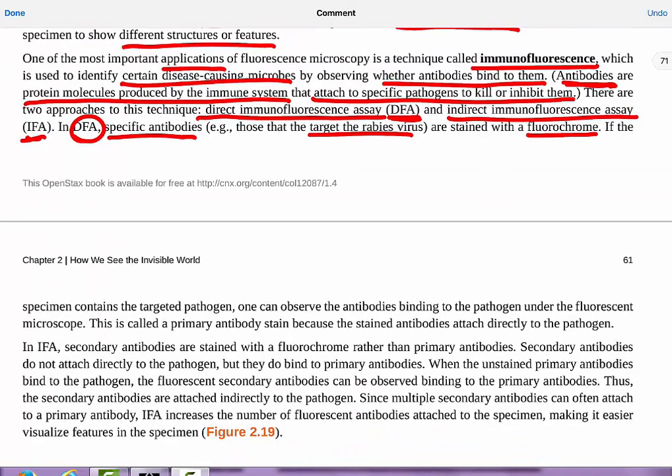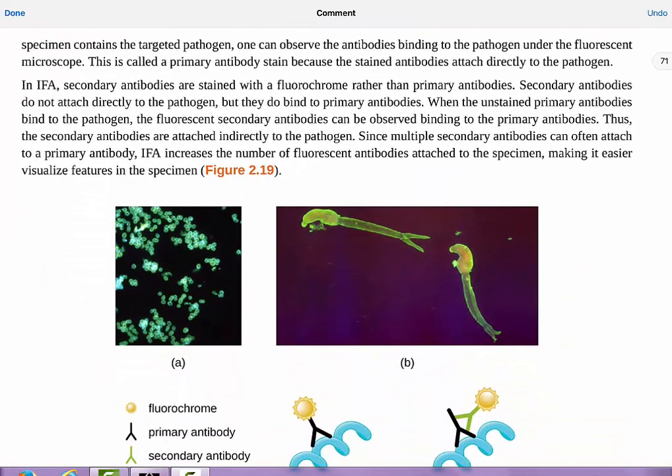So if the specimen, right, what's in the container, what has been taken out of a body, for example, to be tested, contains the targeted pathogen that that antibody attaches to, then one can observe the antibodies binding to the pathogen under the fluorescent microscope. So this is called a primary antibody stain, because the stained antibodies are attaching directly to that pathogen.